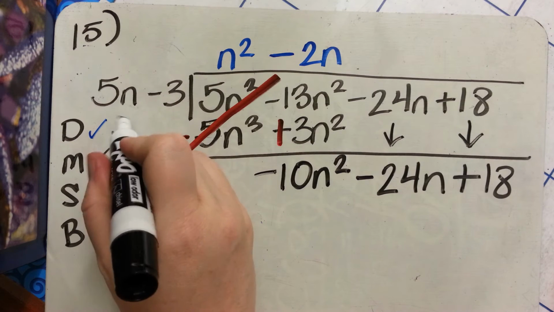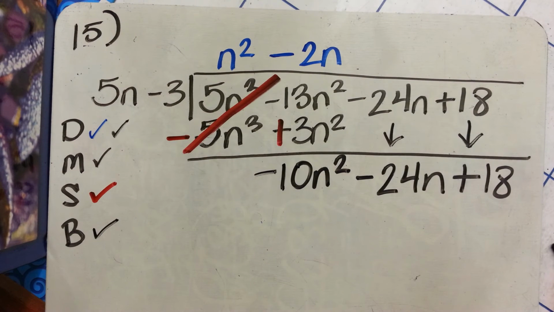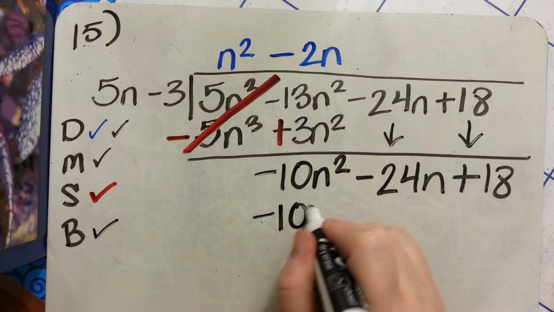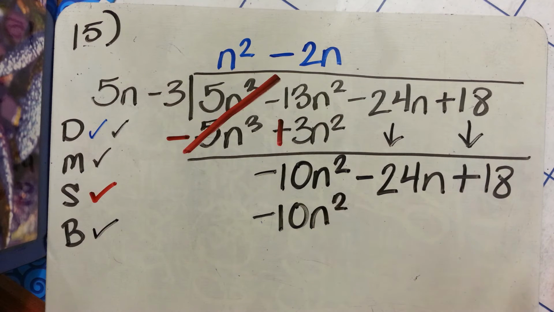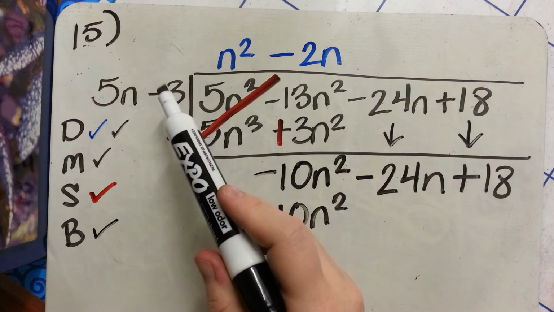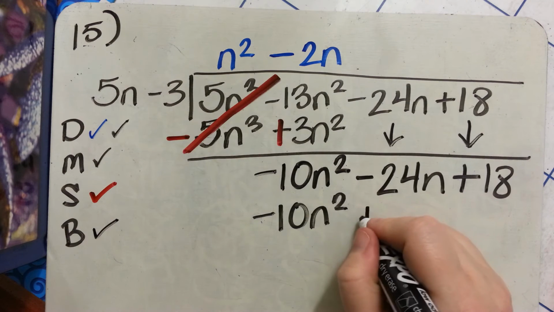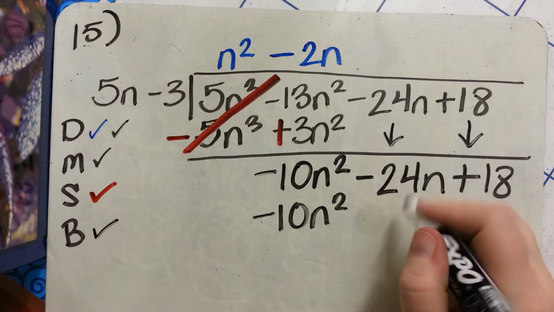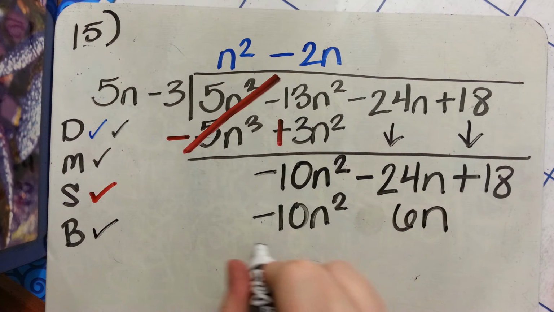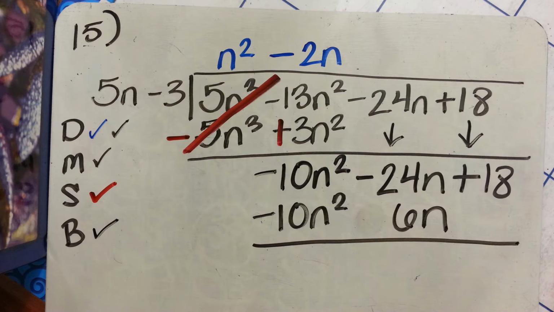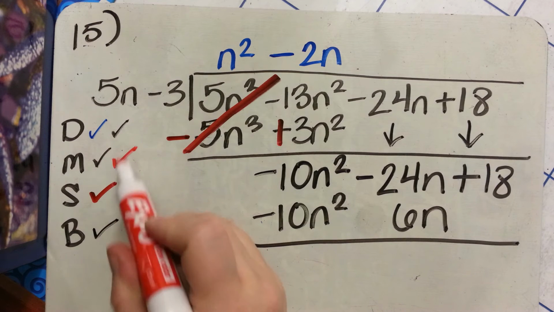So that was our divide. Now we're going to multiply. Negative 2n times 5n is, of course, negative 10n squared. And then negative 2n times negative 3 is going to give us positive 6. And I don't write the plus signs because I know my sign's going to change to a negative. That's just how I do it. Our next step is to subtract.